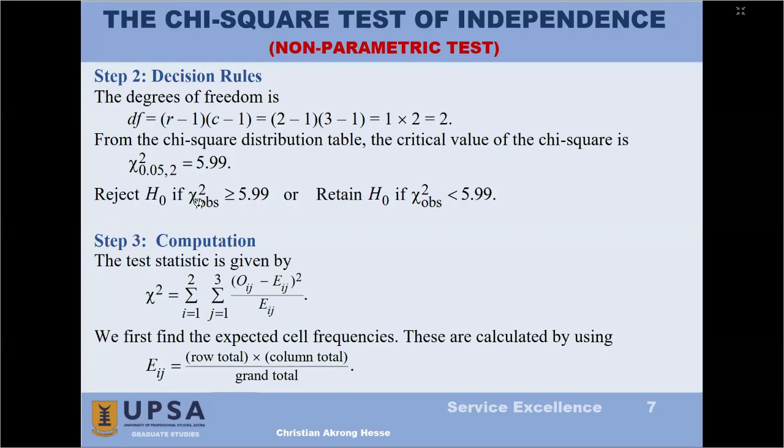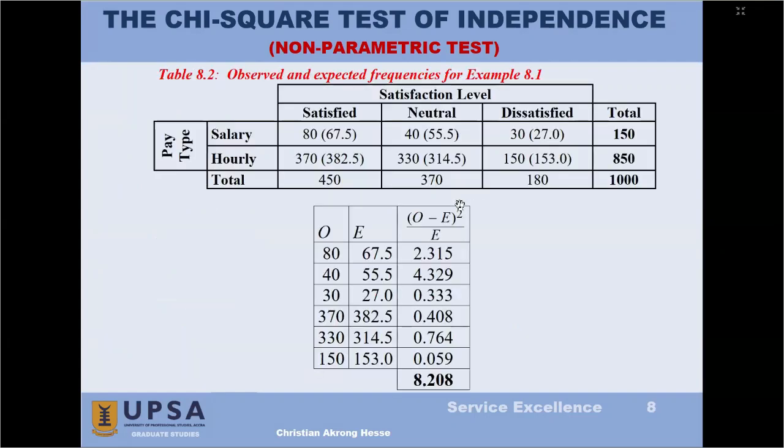So reject H naught if the observed or computed value is greater than or equal to 5.99, or retain H naught when it is less than 5.99. The same style: you reject when it's greater, retain when it's less than the critical value. So now we come to the computation. That's where the work is.